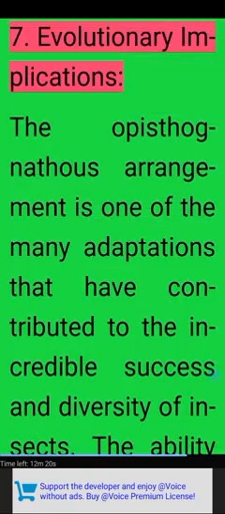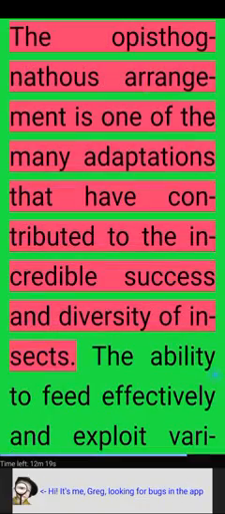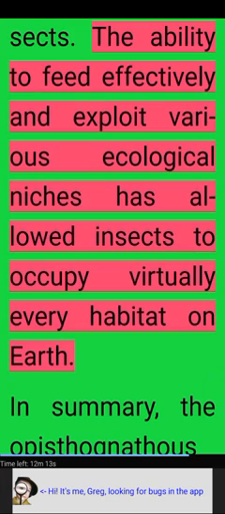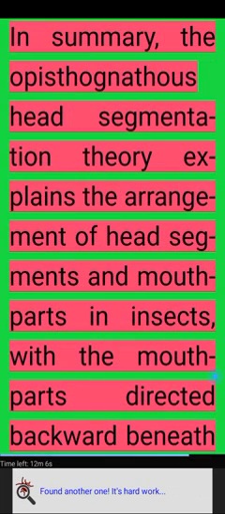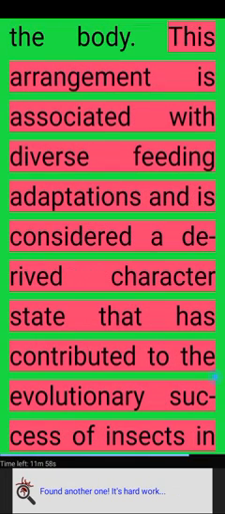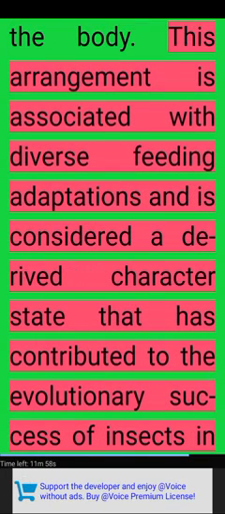7. Evolutionary implications. The opistognathous arrangement is one of the many adaptations that have contributed to the incredible success and diversity of insects. The ability to feed effectively and exploit various ecological niches has allowed insects to occupy virtually every habitat on Earth. In summary, the opistognathous head segmentation theory explains the arrangement of head segments and mouthparts in insects, with the mouthparts directed backward beneath the body. This arrangement is associated with diverse feeding adaptations and is considered a derived character state that has contributed to the evolutionary success of insects in various ecological niches.